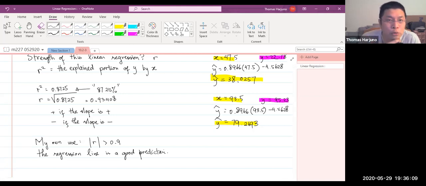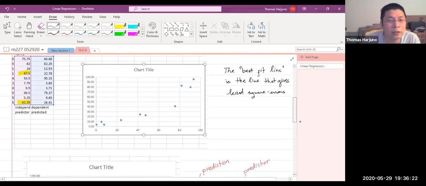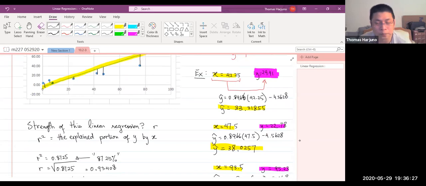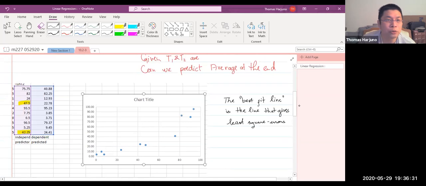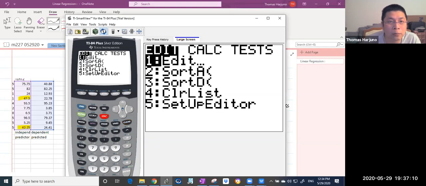Okay, what I'm about to do right now is to teach you how to use the calculator to find the regression line, the equation of this regression line, and how strong it is, the R squared and R. Now let me ask you to copy this number down. These two columns here. Okay, I will key them in, but let me make sure that I empty my columns already.